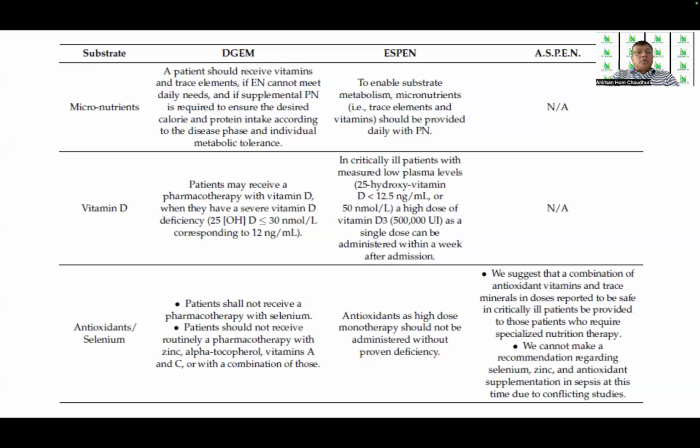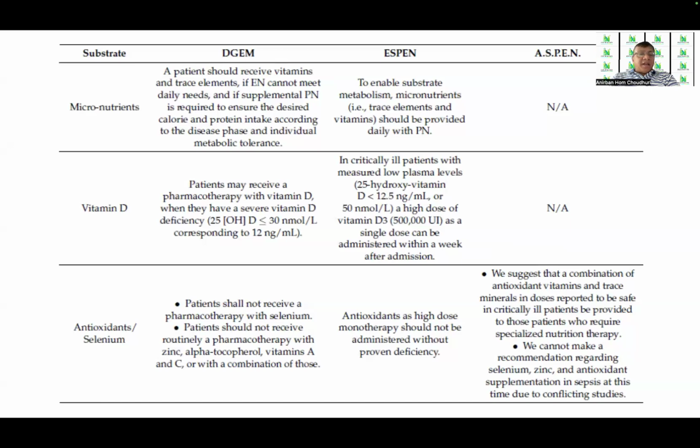With vitamin D also, DGEM makes the recommendation that patients may receive pharmacotherapy with vitamin D when they have severe vitamin D deficiency. ESPEN says that in critically ill patients with measured low plasma vitamin D3 levels of less than 12.5 nanograms per milliliter, a high dose of vitamin D3 as a single dose can be administered within a week after admission. ASPEN doesn't make any recommendations.